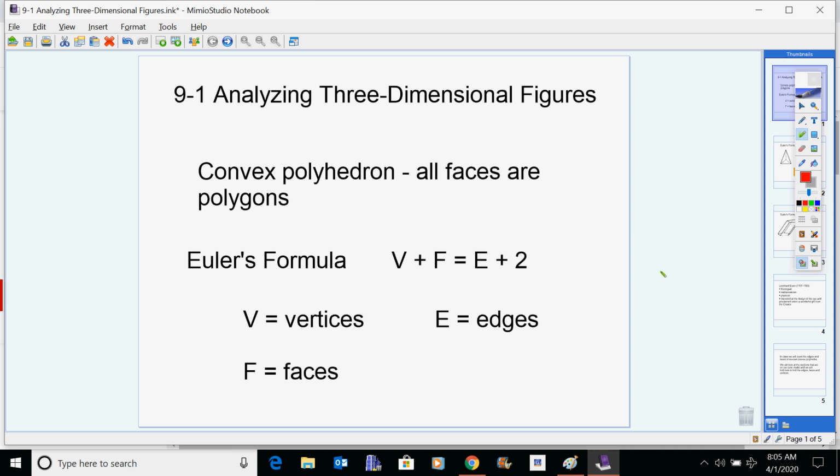Now that leads me to talk about a man named Leonhard Euler. Leonhard Euler discovered a certain trait of these convex polyhedra. He discovered a formula that compares the number of vertices, the number of faces, and the number of edges. This is a pretty nice, simple formula.